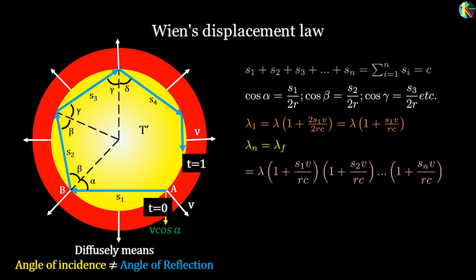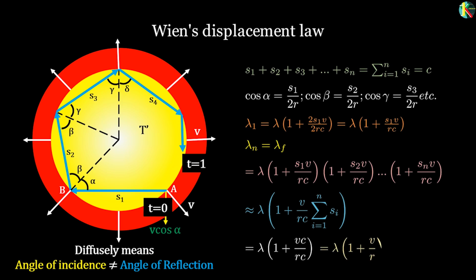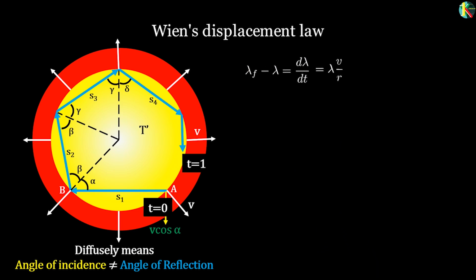And for n successive reflections, we need to multiply the Doppler term n times. Upon approximation, we get lambda f equal to lambda multiplied by 1 plus v by rc into summation over si. This gives lambda into 1 plus v by r. The lambda f is the value of wavelength after unit time has passed. So lambda f minus lambda can be replaced by d lambda dt, and v can be replaced by dr dt. With this we obtain d lambda by lambda equal to dr by r.